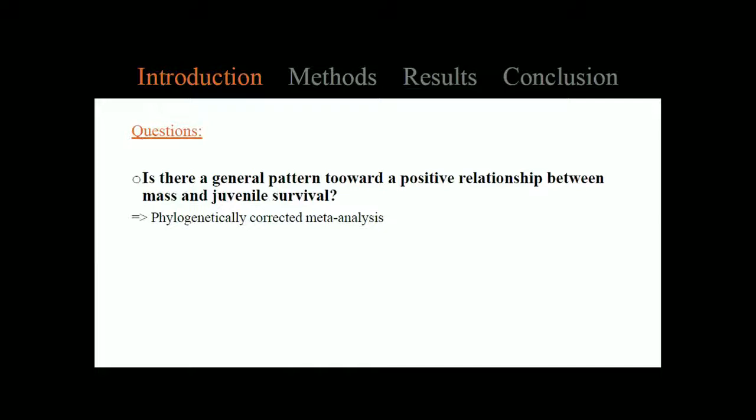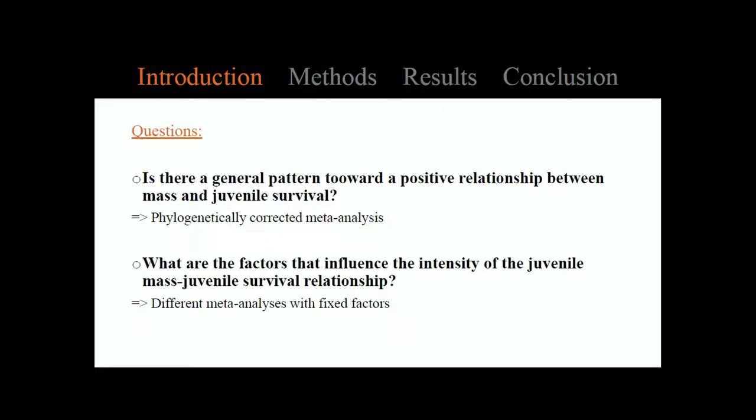To do this, I performed a phylogenetically corrected meta-analysis. And afterwards, we see that there is different intensity in the relationship. In some relationships, we see a strong relationship between juvenile survival and body mass, and in some relationships, there is no relationship at all. So what we want to do is to know the factors that can influence the difference in intensity in the relationship. For this, I performed different meta-analyses with the same data, but testing some fixed factors.